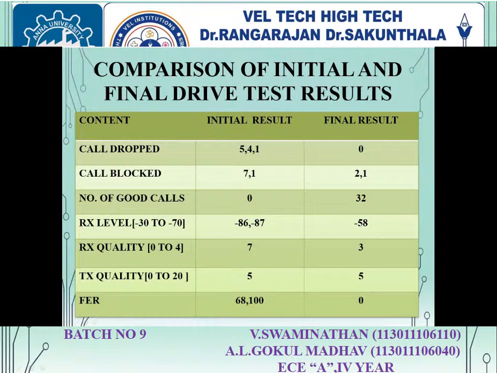Generally, received level should lie between minus 30 to minus 70. Initially, we found minus 86, minus 87. Later, we improved to minus 58. Received quality is also like that only. 0 to 4 is the acceptable level. Initially, 7 is there. Later, we improved to 3.